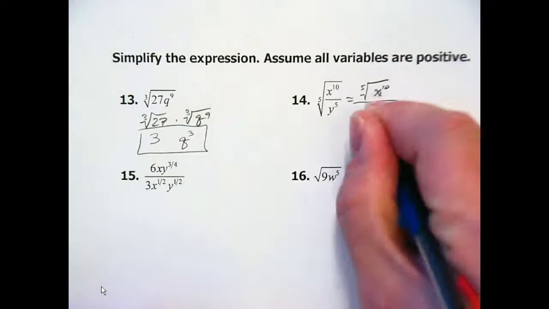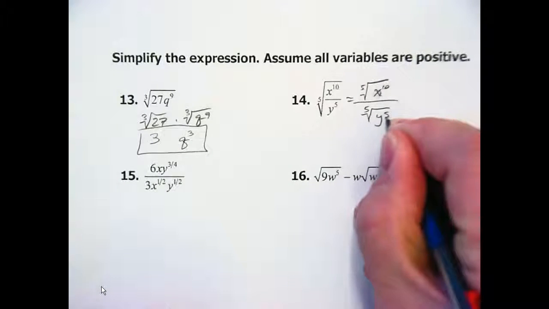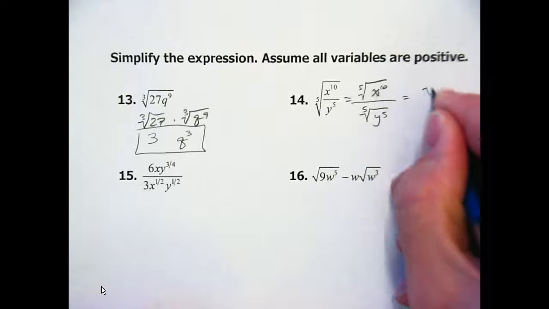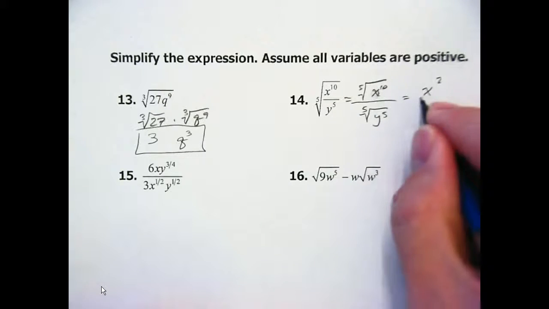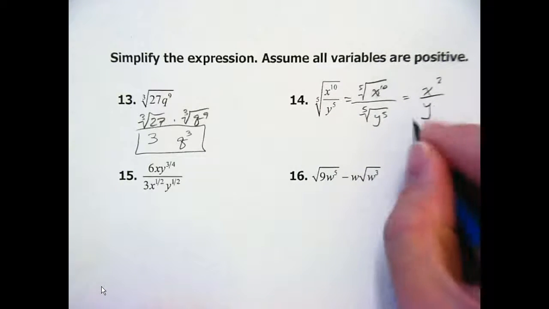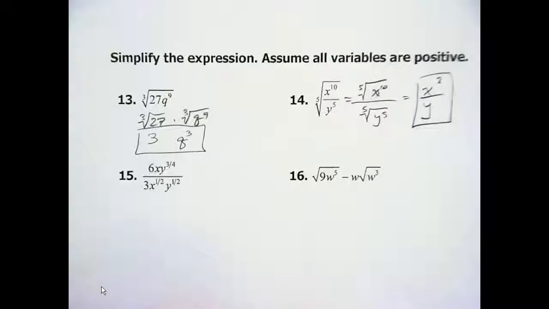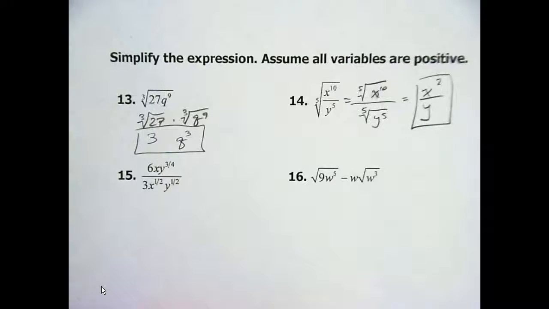All right. And the 5th root of y to the 5th, that gives me x to the 10 divided by 5 is 2, and y to the 5 divided by 5 is 1. Pretty cool.